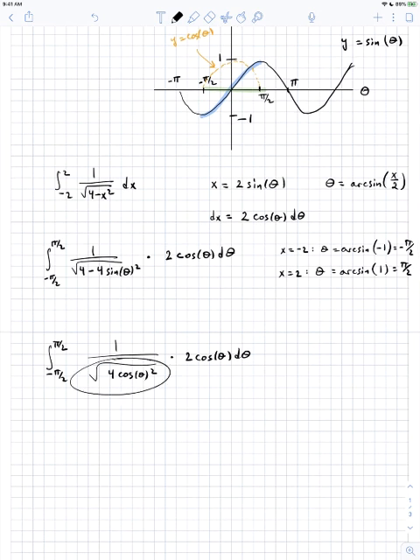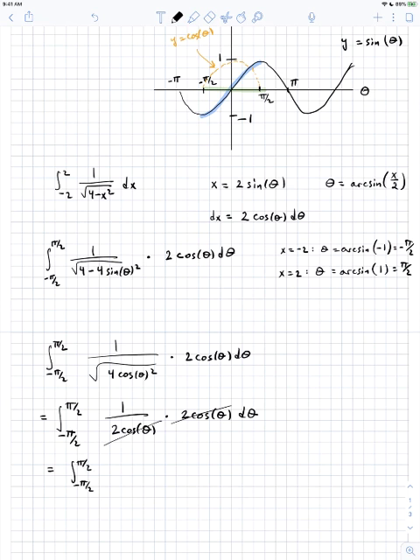And the denominator here is the square root of a perfect square. So this is going to be equal to the integral from minus pi over 2 to positive pi over 2, 1 over 2 cosine theta times 2 cosine theta d theta. Well, the 2 cosine thetas cancel, and you just end up with the integral from minus pi over 2 to positive pi over 2 of 1 d theta, which is theta going from minus pi over 2 to positive pi over 2, which is pi over 2 minus negative pi over 2, which is pi. And that's your answer.